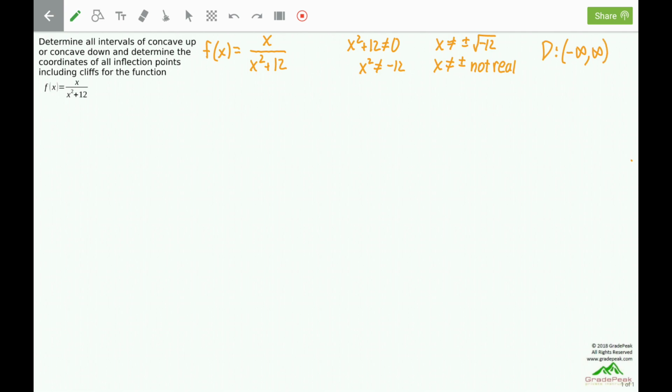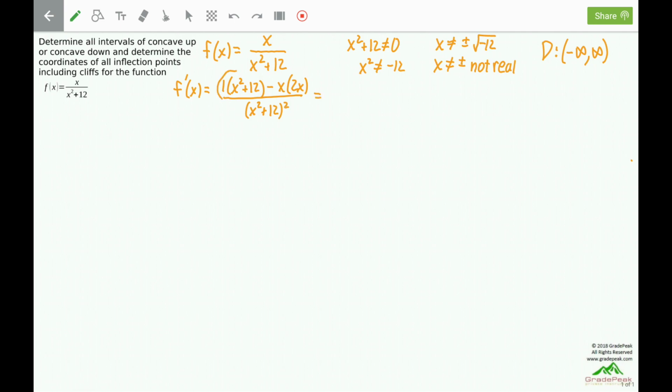The next thing to do is find all candidate numbers. We will need the second derivative for this. We will start with the first derivative. F of x is the quotient of two expressions of x, so we will make use of the quotient rule for the first derivative. F prime of x equals the derivative of the numerator, which is a 1, times the denominator left alone, x squared plus 12, minus the numerator left alone times the derivative of the denominator, which will be a 2x, and the entire thing over the denominator squared.